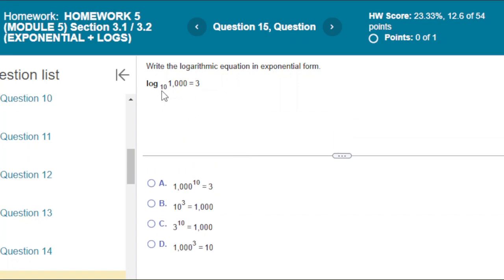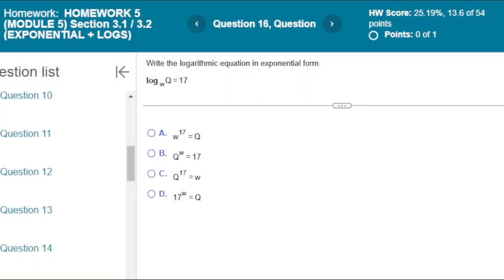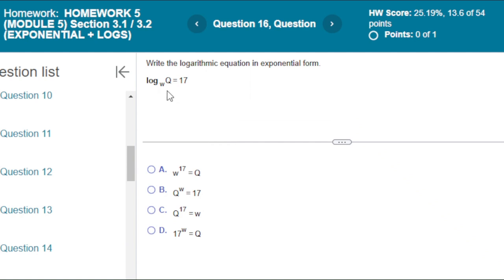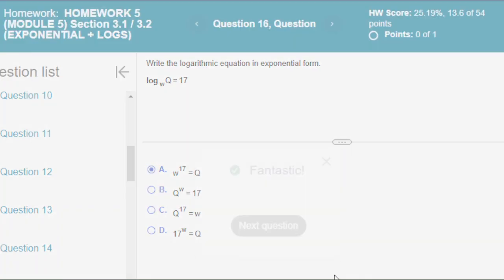Similar one right here. This means 10 to the 3rd power equals 1,000. Okay, so that's what you put down here. 10 to the 3rd equals 1,000. Now this one says W to the 17th power is equal to Q. Okay, so W to the 17th is equal to Q.